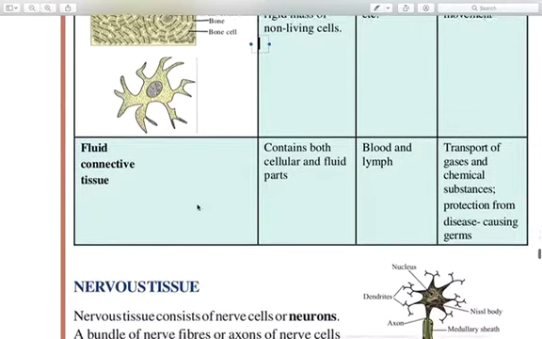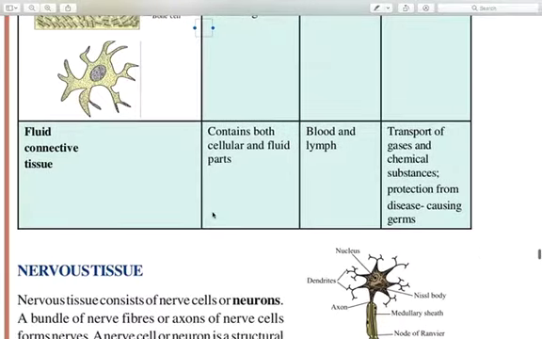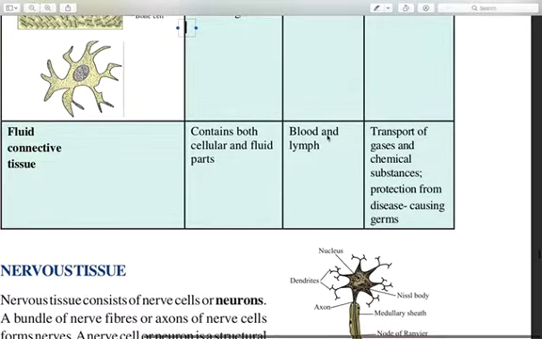They help in movement. We have bones in our arms and legs, and they help in the movement of the body. Then there is fluid connective tissue. As we saw earlier, blood is a fluid connective tissue. They contain both cellular and fluid parts, blood and lymph.